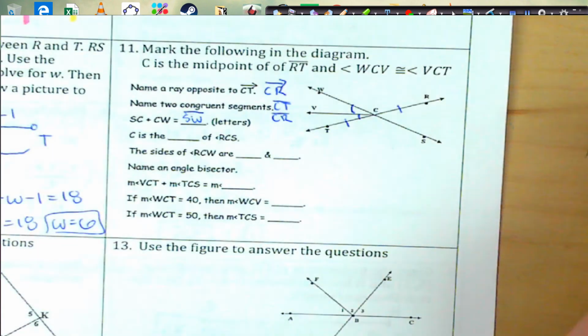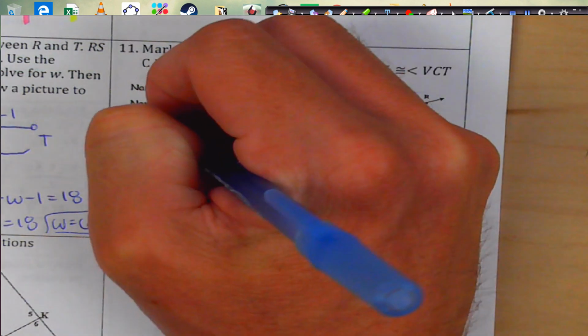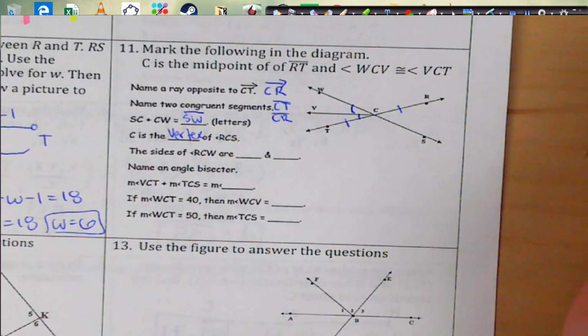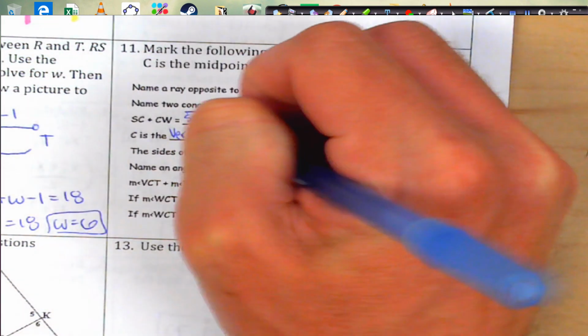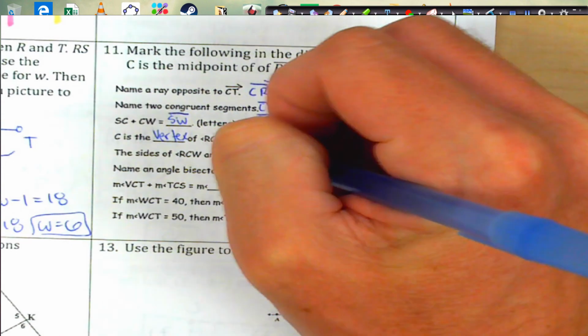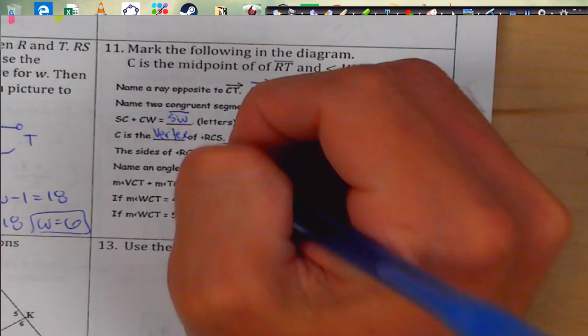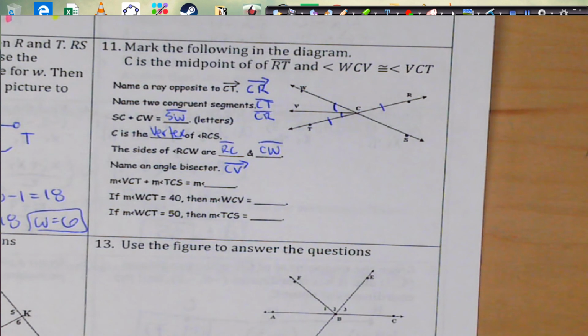C is the blank of RCS. I'm going to go with vertex. Yeah, it's the vertex. The sides of RCW are RC and CW. Name an angle bisector. I'm going to guess CV here because it cuts that angle into two congruent pieces. If those are congruent, it bisects.